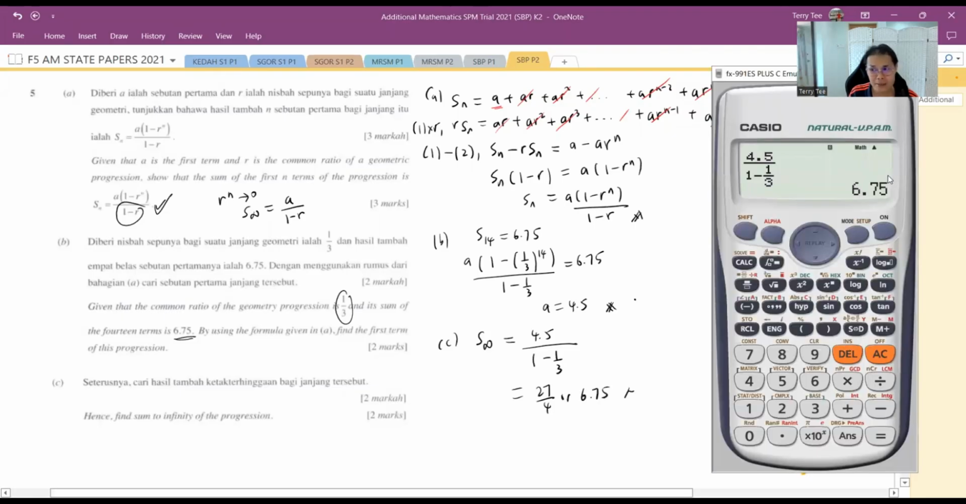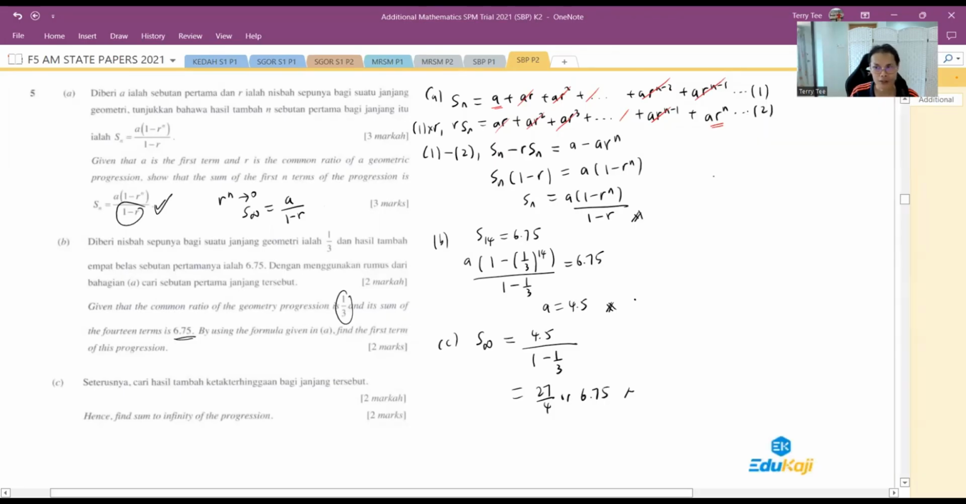Now, why do we get the same answer? Because when your n is 14, it's a big value. If they give you n equals 3, n equals 4, or even 5, your sum will not be the same as your sum to infinity. But when your n is large, the sum of the first 14 terms is very close to sum to infinity. In this case, it is the same as your sum to infinity. Another thing is, of course, we rounded off the value of A earlier. A just now is supposed to be 4.5000 with more digits, right? We just take 4.5. That's why it's the same. Your sum to infinity is the same as the sum of the first 14 terms.